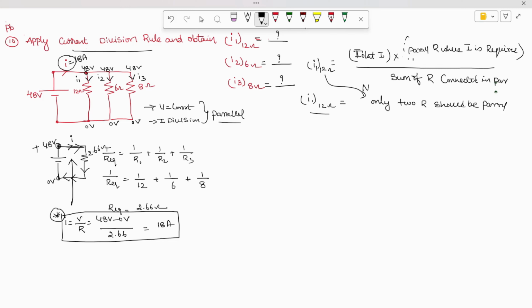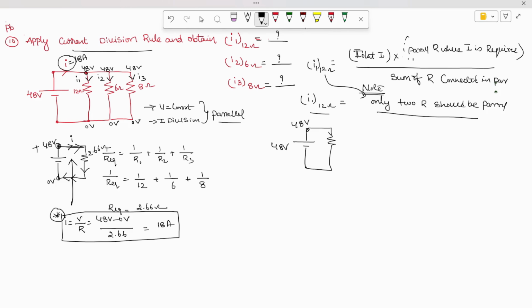So this is the first note. If you want to apply current division rule, how many resistors should be in parallel? Two should be in parallel. But here, how many are in parallel? Three are in parallel. That's why we are going to reduce into a two resistive branch. So this is nothing but 48 volts. I mean, the voltage at this point is 48 volts.